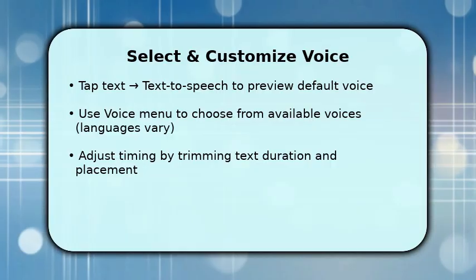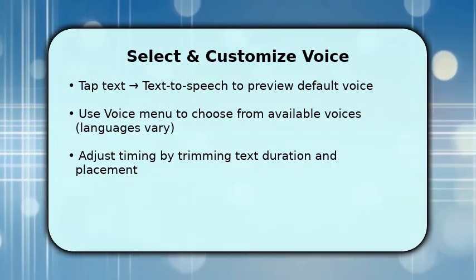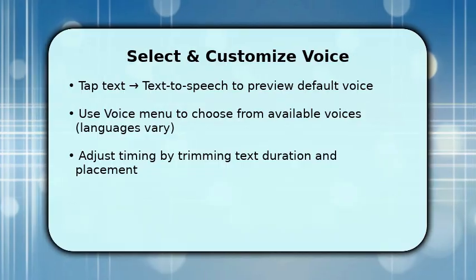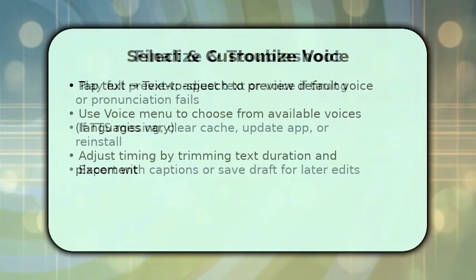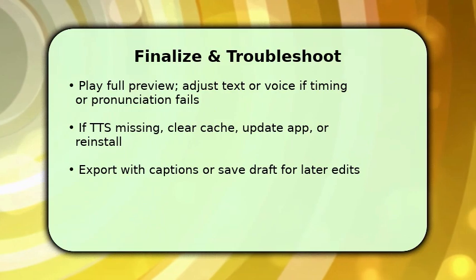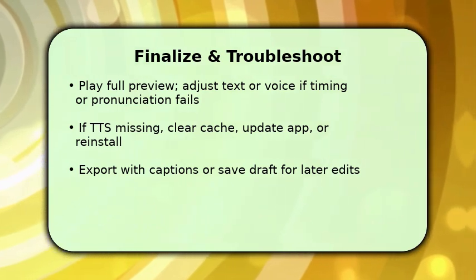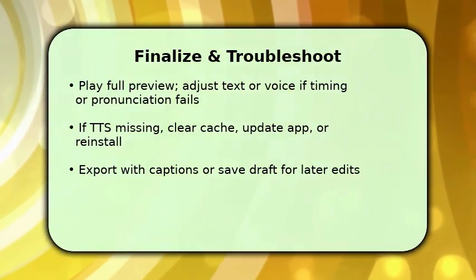Once you pick a voice, refine timing by dragging text duration handles on the timeline and trimming the clip so the spoken words align with the visual cues. To finish, play the full preview and confirm speech, timing, and pronunciation match your intent. Make quick edits to text or duration if needed. Once satisfied, add background audio or captions, then post or save as a draft.